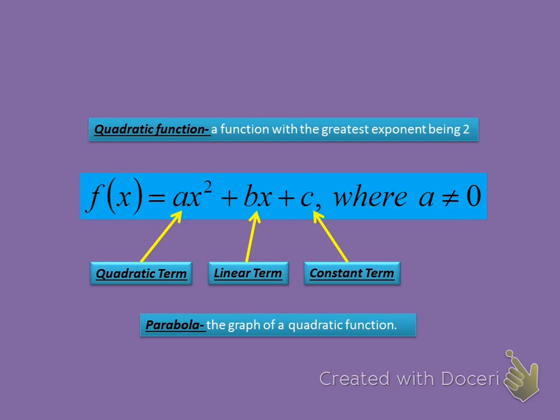With that, a quadratic function is a function with the greatest exponent being 2. If you look up here, you'll see what is called the general form of a quadratic function. You've also seen what's called vertex form. We will eventually get to that, the differences. For now, though, you're mostly going to work with the general form of a quadratic.